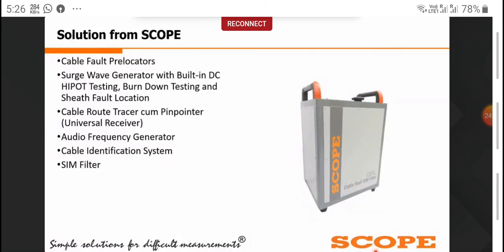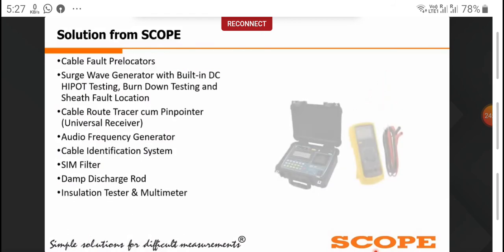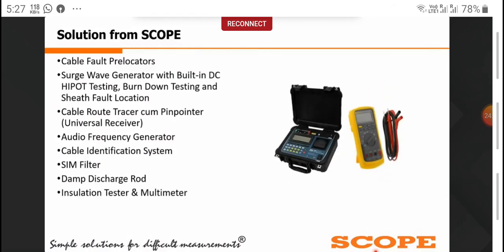This secondary impulse filter has a 35 kV rating, and it also supports the ICM method. Okay, the next one is the discharge rod. We are providing the 35 kV and 132 kV discharge rod as standard products, and also as per the user requirement. Okay, after that we are also providing the insulation tester and multimeters, which are used for the diagnosis steps.